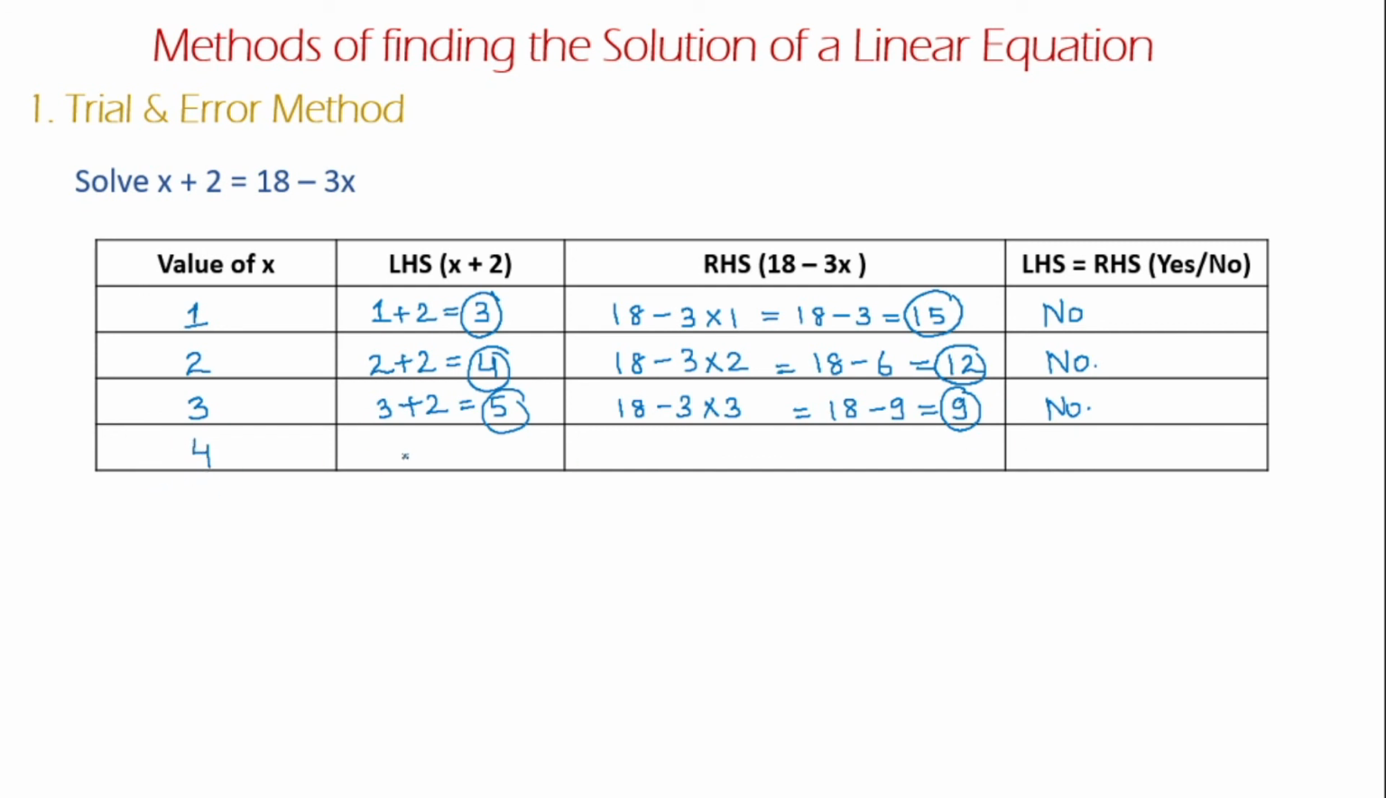And when you put the value of x equals 4 in the left hand side, you will get 4 plus 2, which is equal to 6. And when you substitute x equals 4 in the right hand side, you will get 18 minus 3 into 4, which is equal to 18 minus 12, which is equal to 6. So you have 6 on the left hand side and on the right hand side. So for the value x equals 4, the left hand side is equal to the right hand side. So x equals 4 is the solution of the given equation.